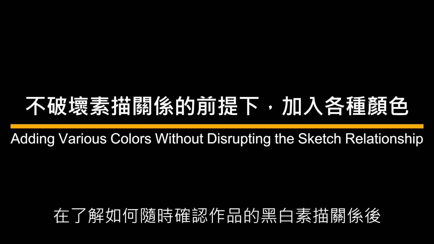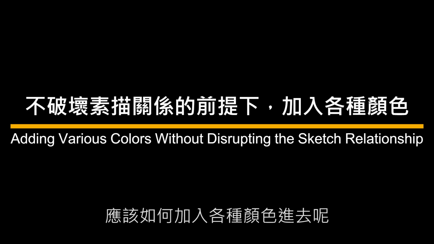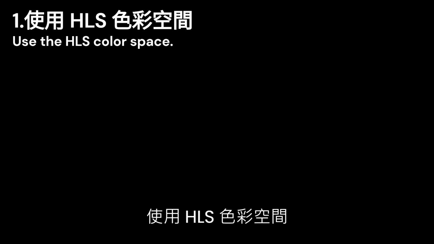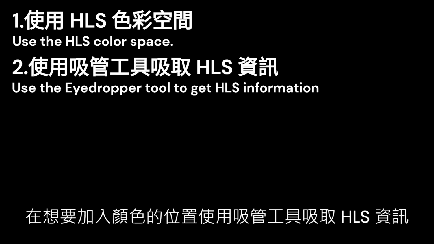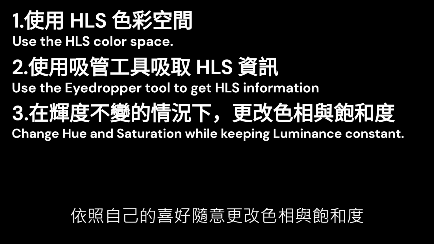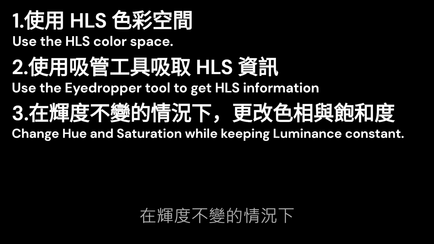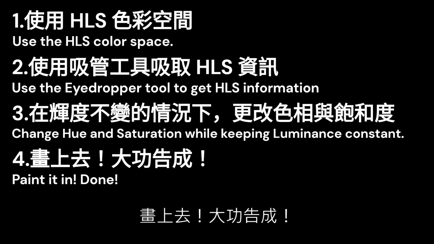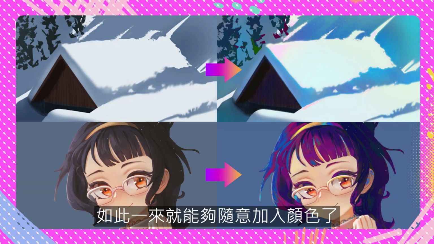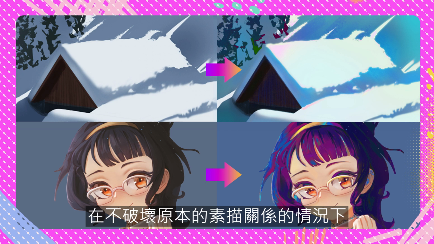After understanding how to check the black and white sketch relationship, let's get to the main point: how to add various colors. In short, use the HLS color space. Use the eyedropper tool to get HLS information at the desired color location. Change hue and saturation according to your preference while keeping luminance constant. Paint it in. Done. This way, you can add colors freely without disturbing the original sketch relationships.